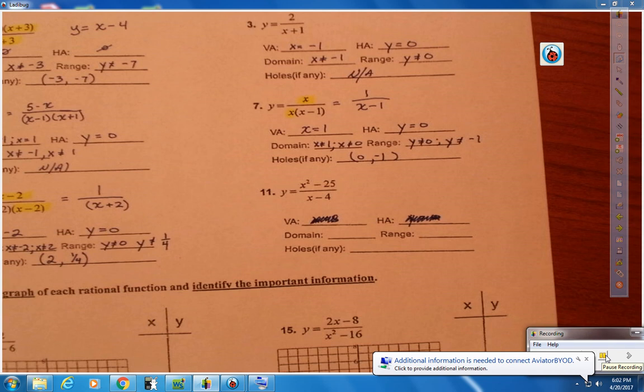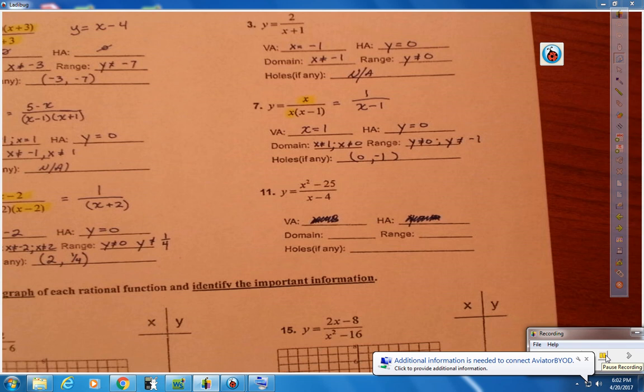Okay. Points, -6, -1, -5, 2. This graph will look like this. -3, 2, -2, 1. And then we have this hole. And here's how we put the hole.